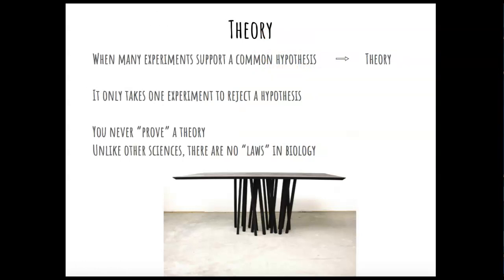In science, we have theories, and when many experiments support a common hypothesis, it causes that to become a theory. It only takes one experiment to reject a hypothesis, but it takes a lot of experiments to reject a theory. So you're never able to prove a theory, you only are able to find support for it. It's like a table with multiple legs. It's not just supported by 2 or 3 legs of support. It is supported by many, many studies that support the same hypothesis that allows it to be a theory.